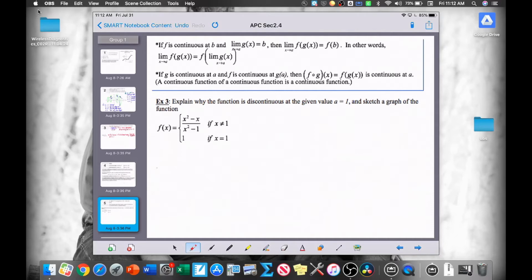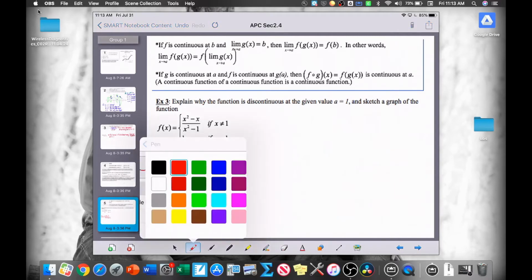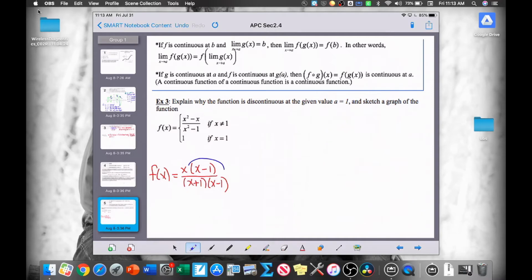Well, the first thing I'm going to do is pick apart my function a little bit, and I'm going to factor the rational part of my function. I'm going to factor the polynomial in the numerator and in the denominator. So in the numerator, I can factor out an x, and in the denominator, that's a difference of squares. So when I do that, hopefully the first thing that you notice right away is that I've got this factor of x minus 1 upstairs and downstairs, and I've got this factor of x plus 1 only downstairs.